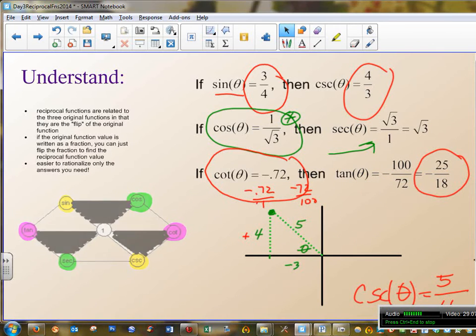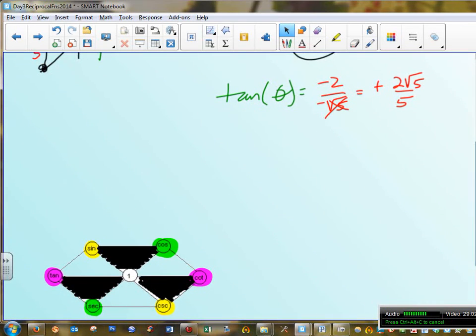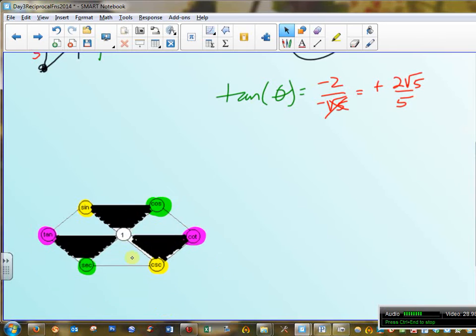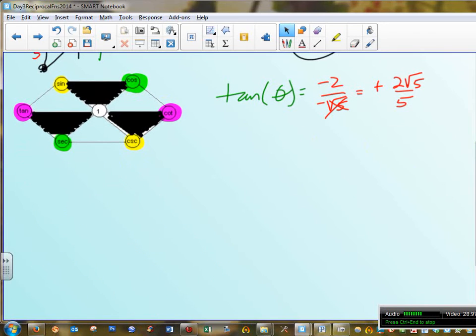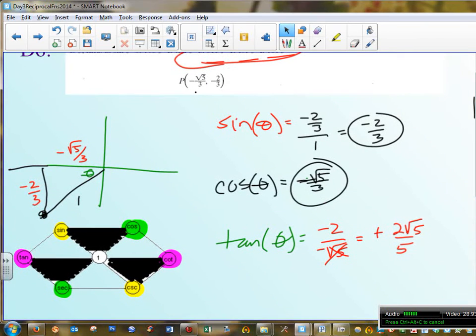And you want to do that too as you're working. As a matter of fact, when you get a quiz, when you get a test, the first thing you should do for yourself is recreate that magic hexagon. If you've memorized it, then you can use it, and you'll be using it for lots of other things besides these reciprocal functions. So sine and cosecant are reciprocals, so I'm going to write the cosecant of theta.